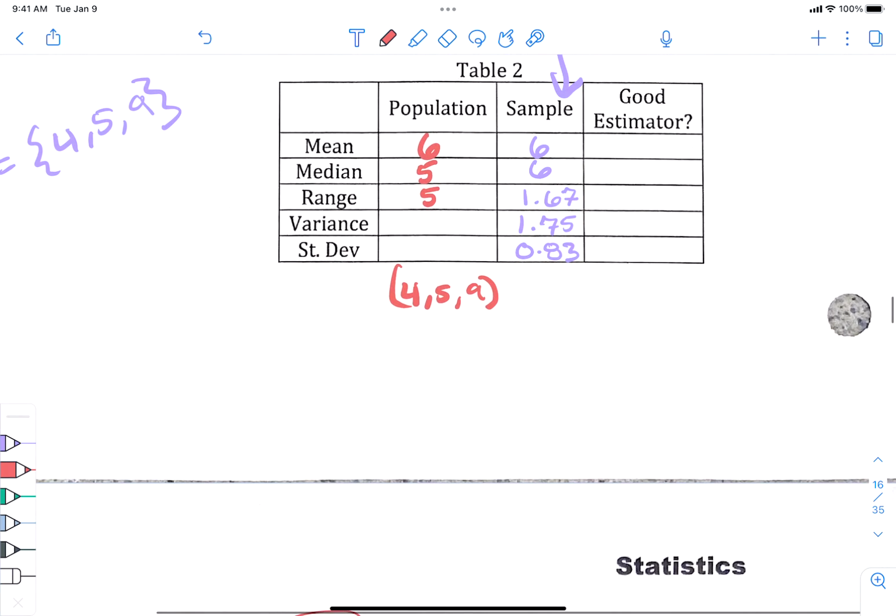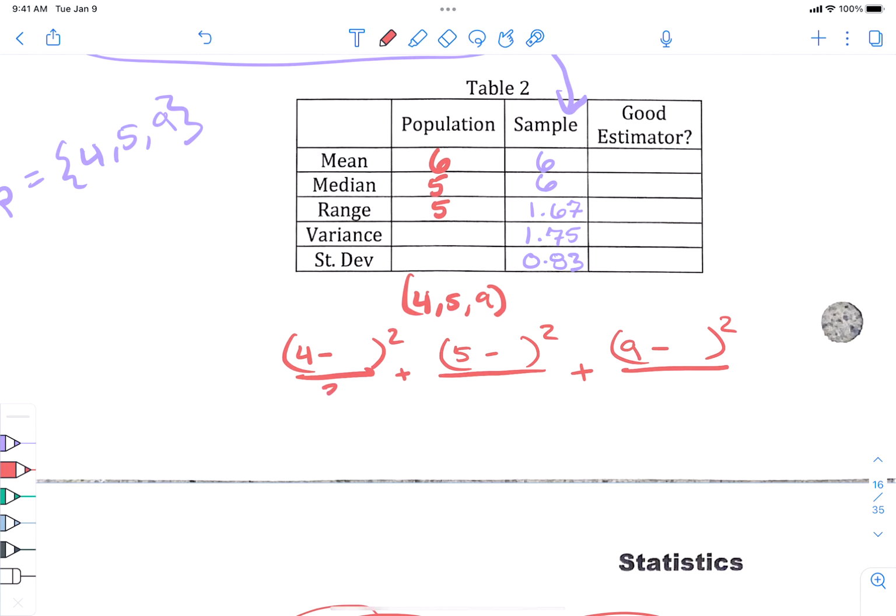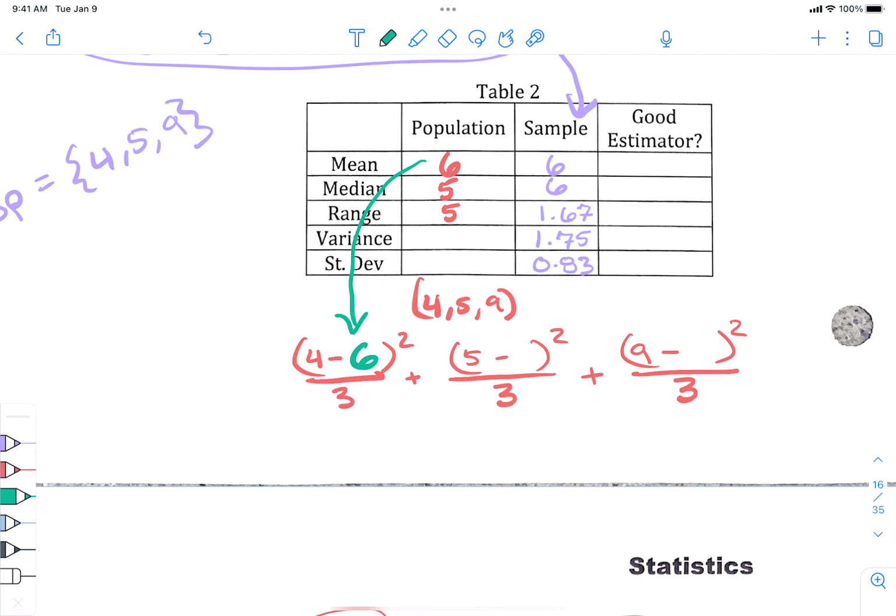Okay, the variance. Let's do our calculation for variance. So we take each one of these: 4 minus something squared divided by what? 4 minus 6. We take 5 minus something squared divided by, we take 9 minus something squared divided by, what are we dividing by each time? 3 this time instead of 2, right? Do we see how that's different? What are we subtracting? 6, because that's the mean, right? That goes there. 6, 6, and the other one is 6 also.